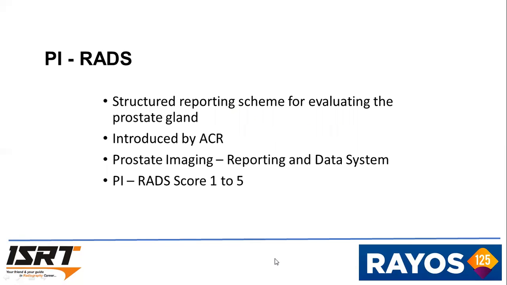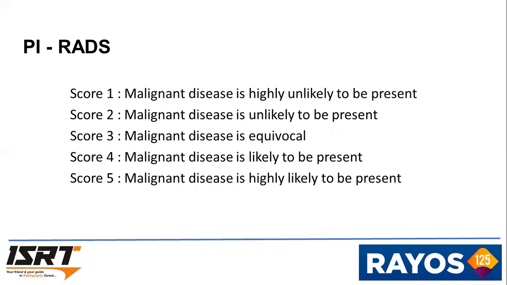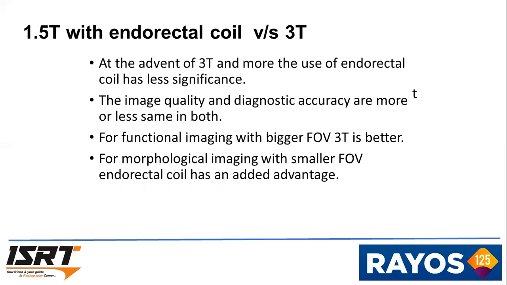It is a structured reporting scheme for evaluating the prostate gland. It is introduced by the American College of Radiology. It is nothing but Prostate Imaging Reporting and Data System. PIRADS has 5 scores, score 1 to 5. For score 1, malignant disease is highly unlikely to be present. For score 2, malignant disease is unlikely to be present. Score 3, malignant disease is equivocal. Score 4, malignant disease is likely to be present. Score 5, malignant disease is highly likely to be present.